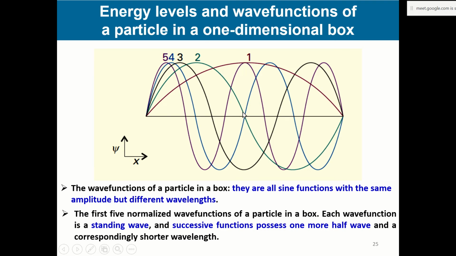The probability at different points is getting changed. And we also see that as we move to the higher numbers, there are more points of equal probability. So at a very high quantum number you can expect that almost all the points have equal probability, so you become uncertain with respect to the position within the box.